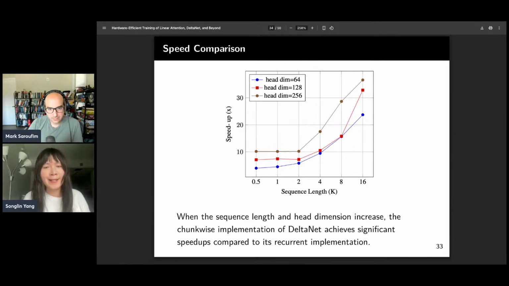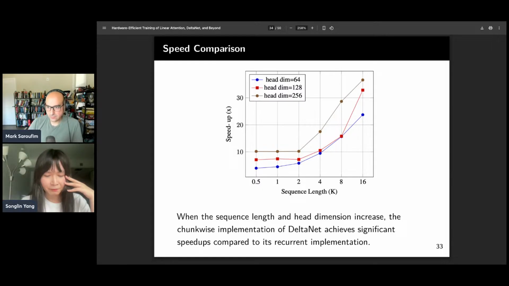For the chunkwise implementation, since we already have sequence-level parallelism, its speed is not influenced much by increasing the sequence length. This is why we want this sequence-level parallelism, this chunkwise algorithm, to train these models over a very long training sequence length.